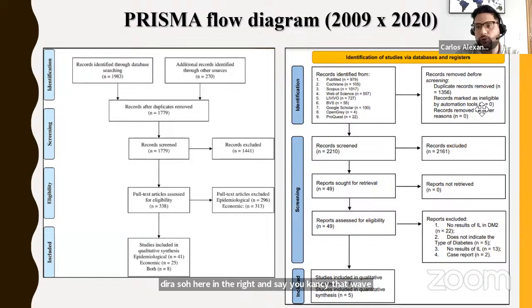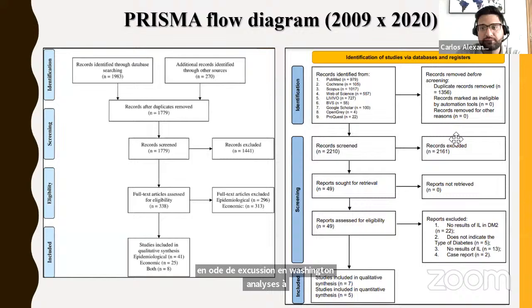All the exclusion reasons, all the different analyses, and you can check all of that. And actually, this is an example.